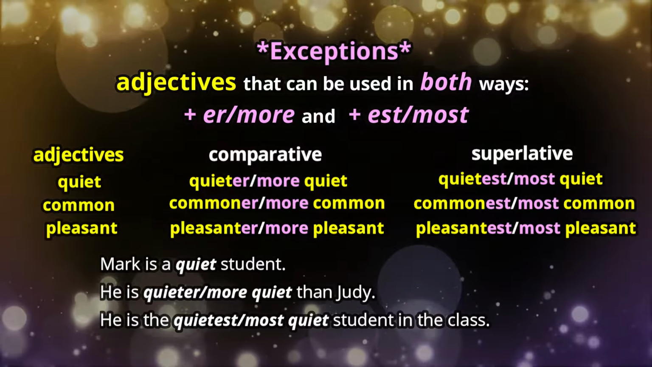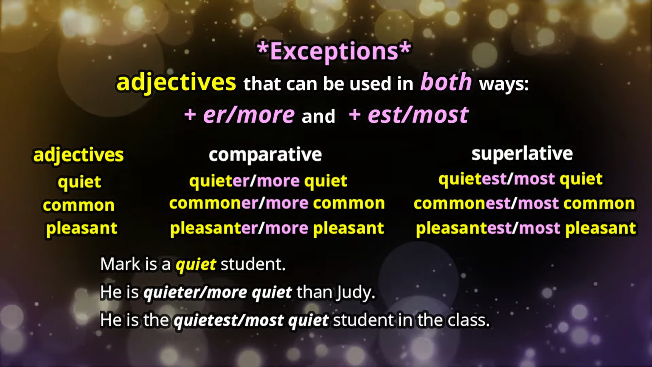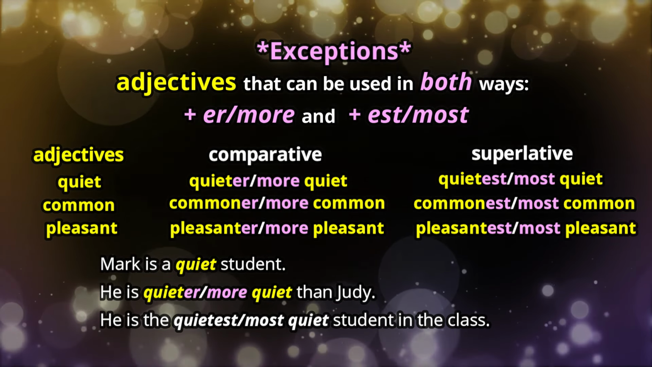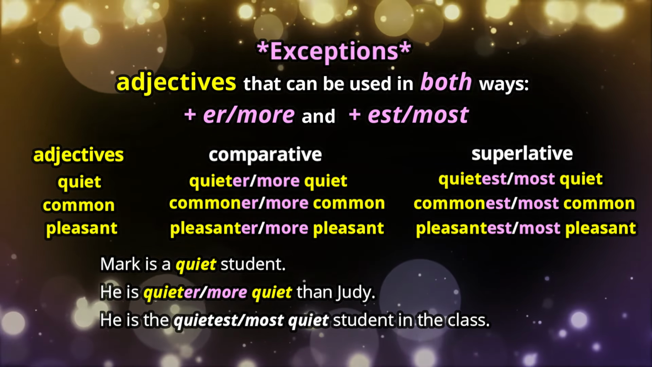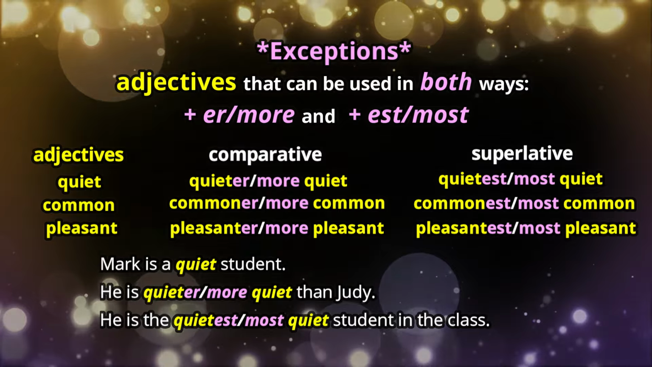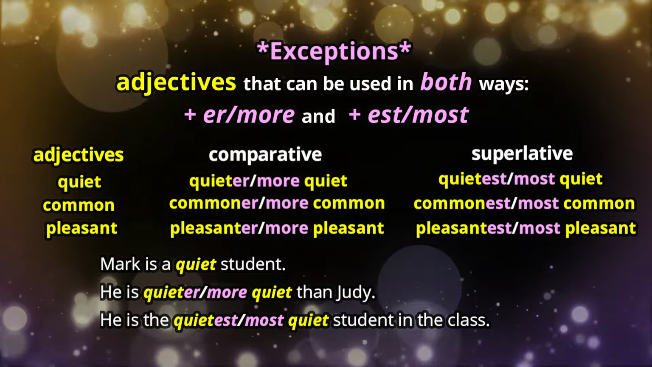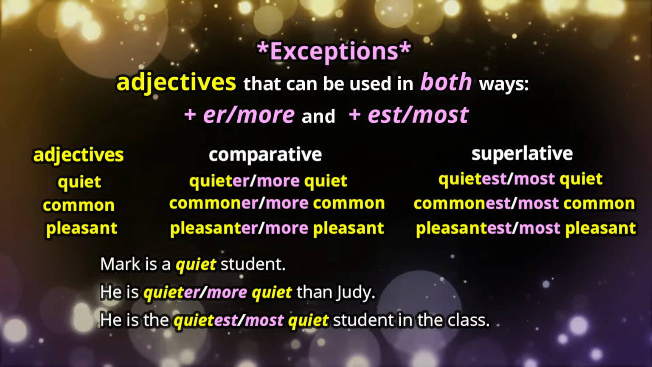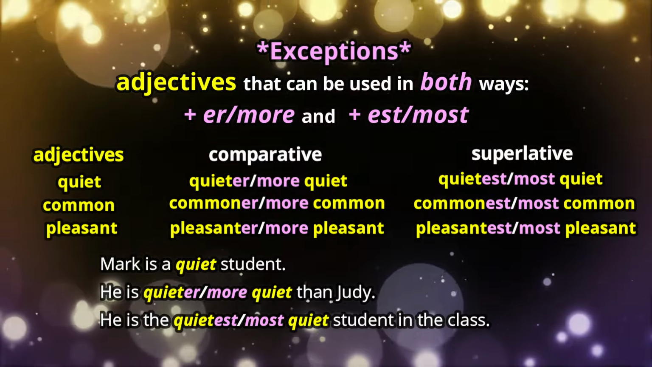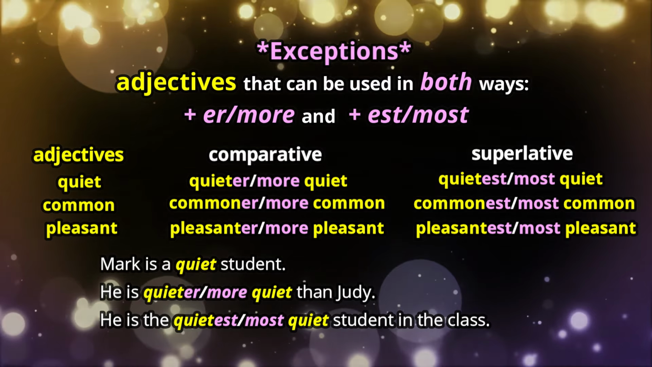The first example sentence we're going to look at, Mark is a quiet student. Okay, that's the same. He is quieter than Judy, or he is more quiet than Judy, comparing him to Judy. And he is the quietest student in the class, or we can say he is the most quiet student in the class. Okay, you got it? Just remember, these are just three examples of many of these exceptions. All right, I just used these to give you an idea of the exceptions, okay? But there are many that are similar to this. All right, and you'll learn them as you learn more English.